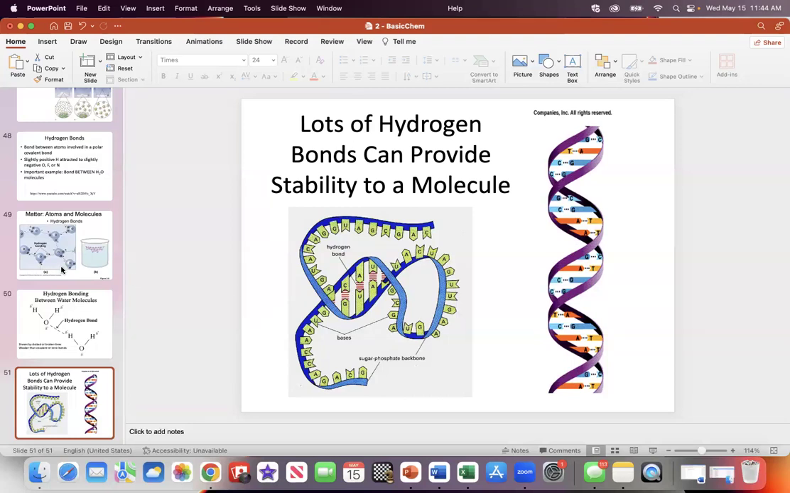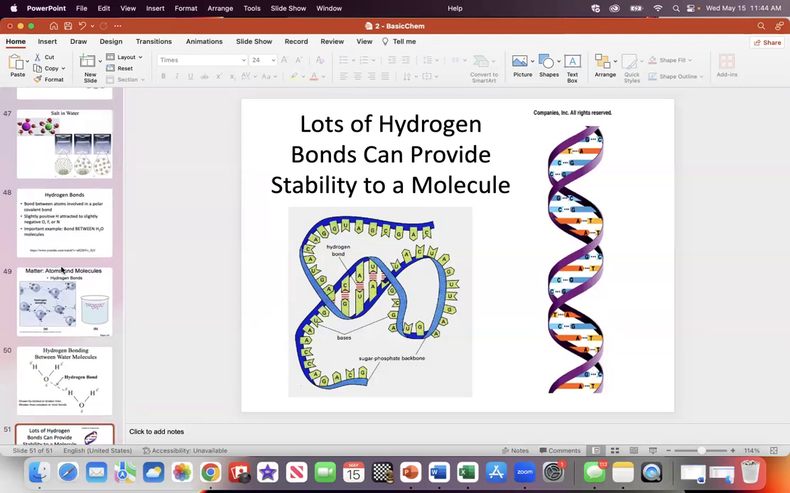So we talked about three kinds of bonds: ionic bond and covalent bond, both of which are strong bonds. And then we added the hydrogen bond, which is a weak bond. The hydrogen bond is between molecules. The ionic bond and covalent bond are within a molecule. Okay, let's stop here.